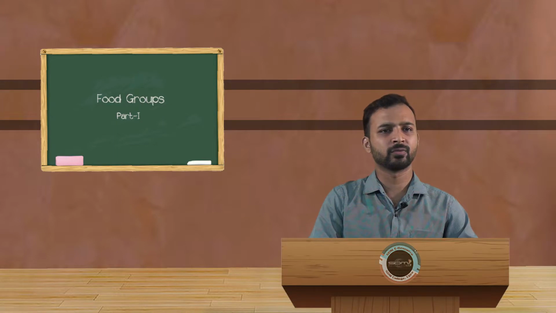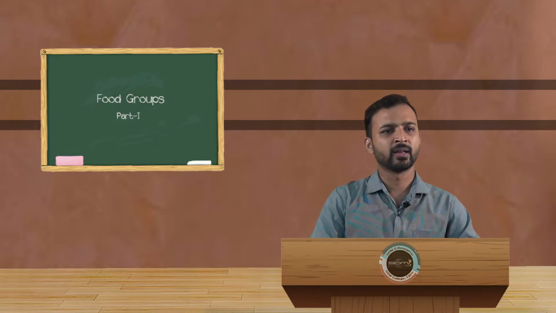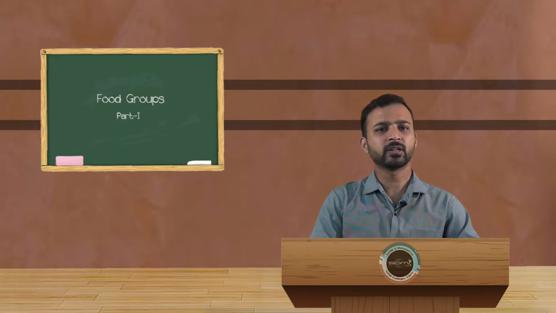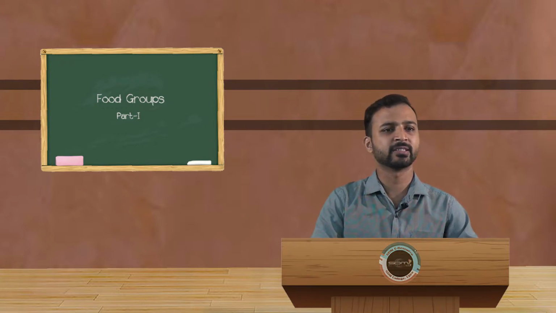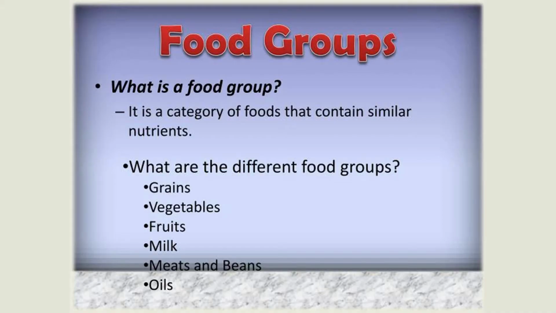It's a category of food that contains similar nutrients. And what are the different food groups? There is a variety of foods present in nature. What we eat in day to day life are different varieties of food, mainly grains, vegetables, fruits, milk, meat and beans, oil, nuts, seeds and sugars. So all those are the food groups.